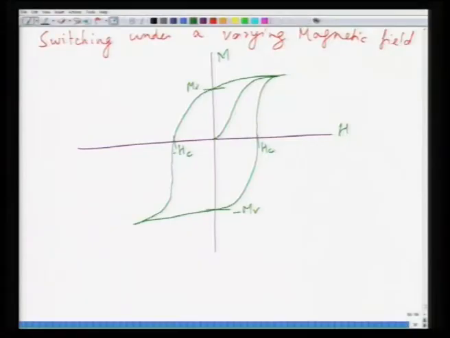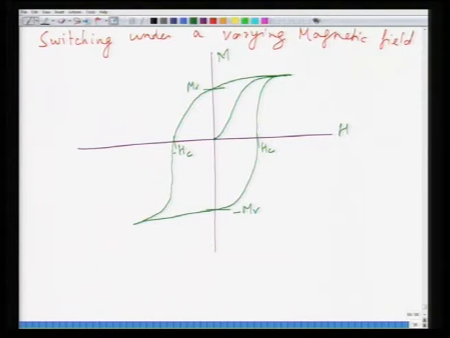So, you have a hysteresis when you switch a ferromagnetic material under a varying magnetic field. You start from 0 magnetization in the virgin state, because the domains are randomly oriented with respect to each other, giving rise to 0 net magnetization. When you increase the field, eventually a point comes where all the domains are aligned in the direction of the applied field and you get a saturation magnetization. Once you have alignment of all the magnetic dipoles along the direction of the applied field, you have nothing else to be aligned, and so a further increase in the field does not result in any increase in the magnetization.